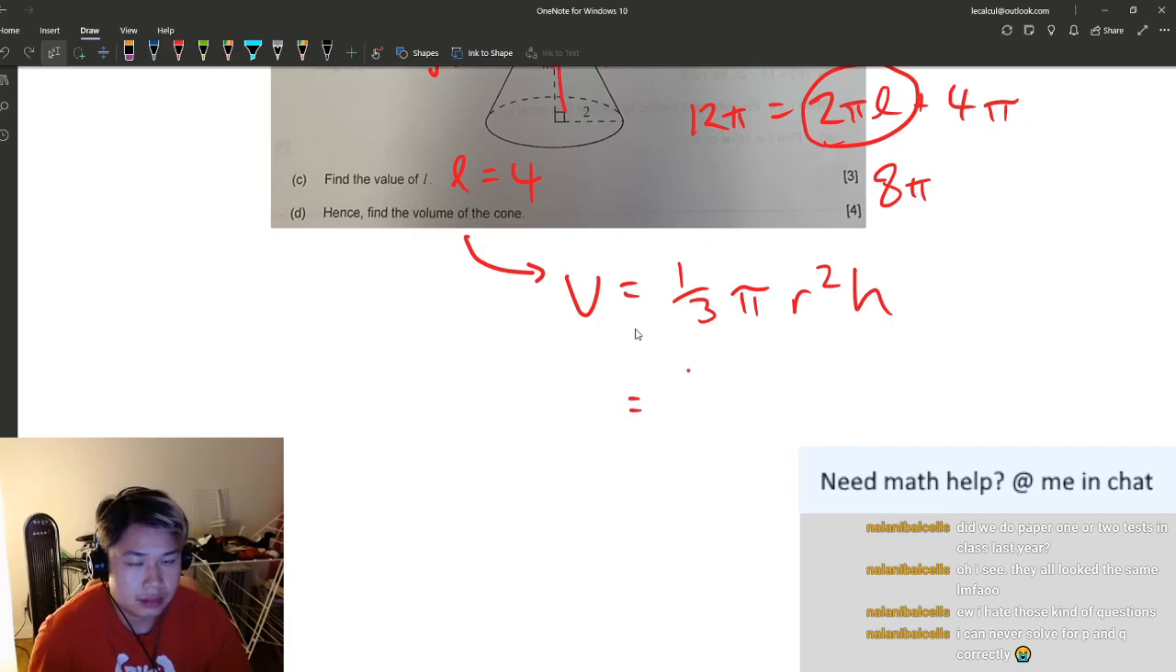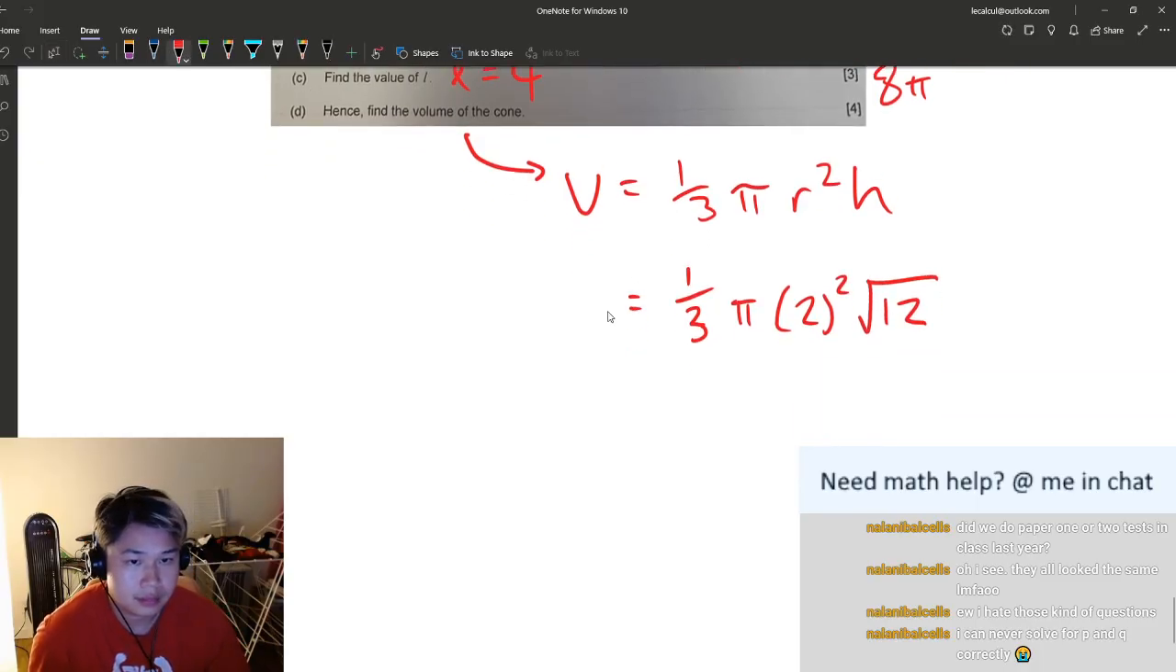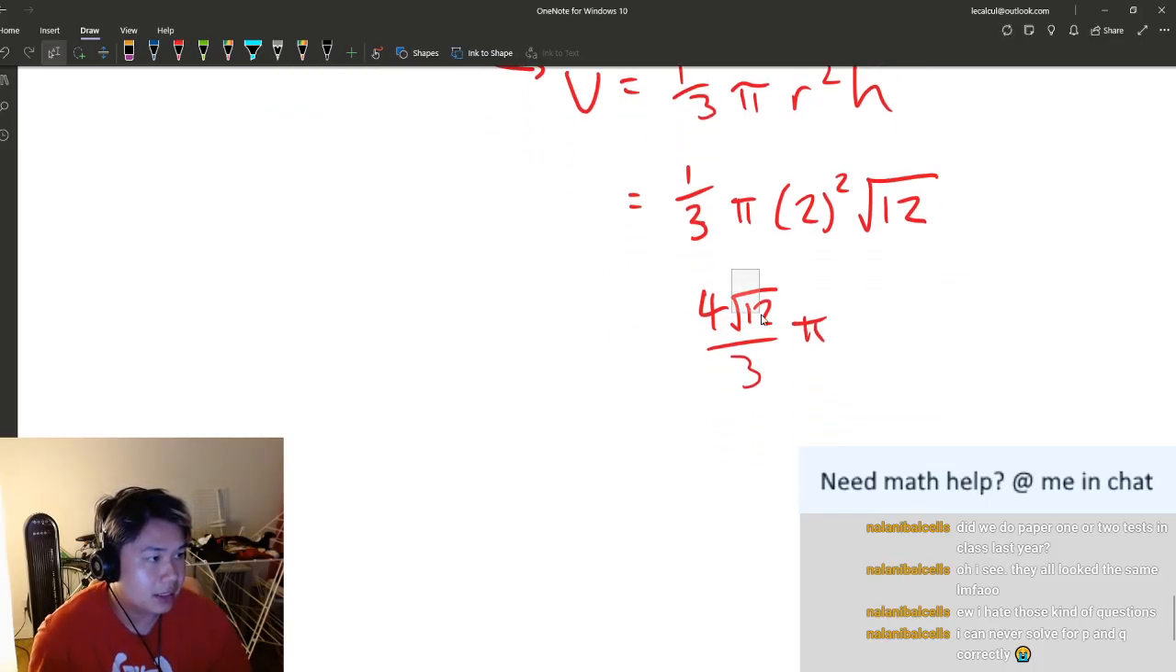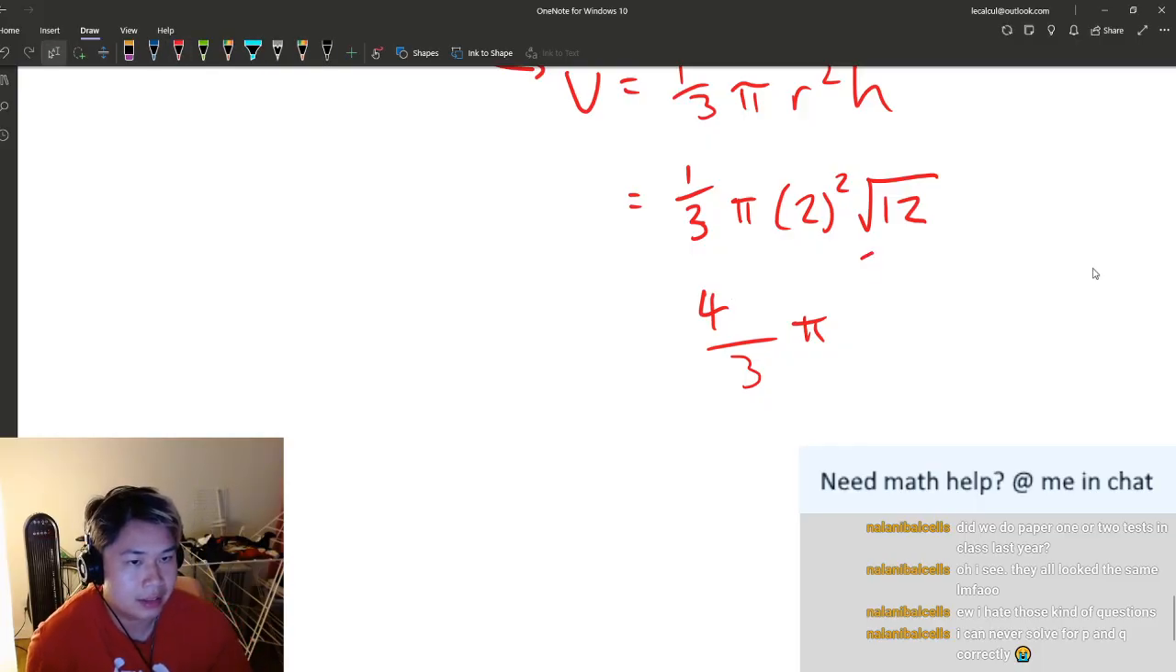Then we can just put it in. 1/3 pi r squared times h. So 4 root 12 over 3 pi. Then you should probably simplify this radical. I'll do that before I combine it all together. 12 is 4 times 3, so this is 2 root 3. Then we have 4 times 2, which is 8. There you go, something like this. Here's your volume.